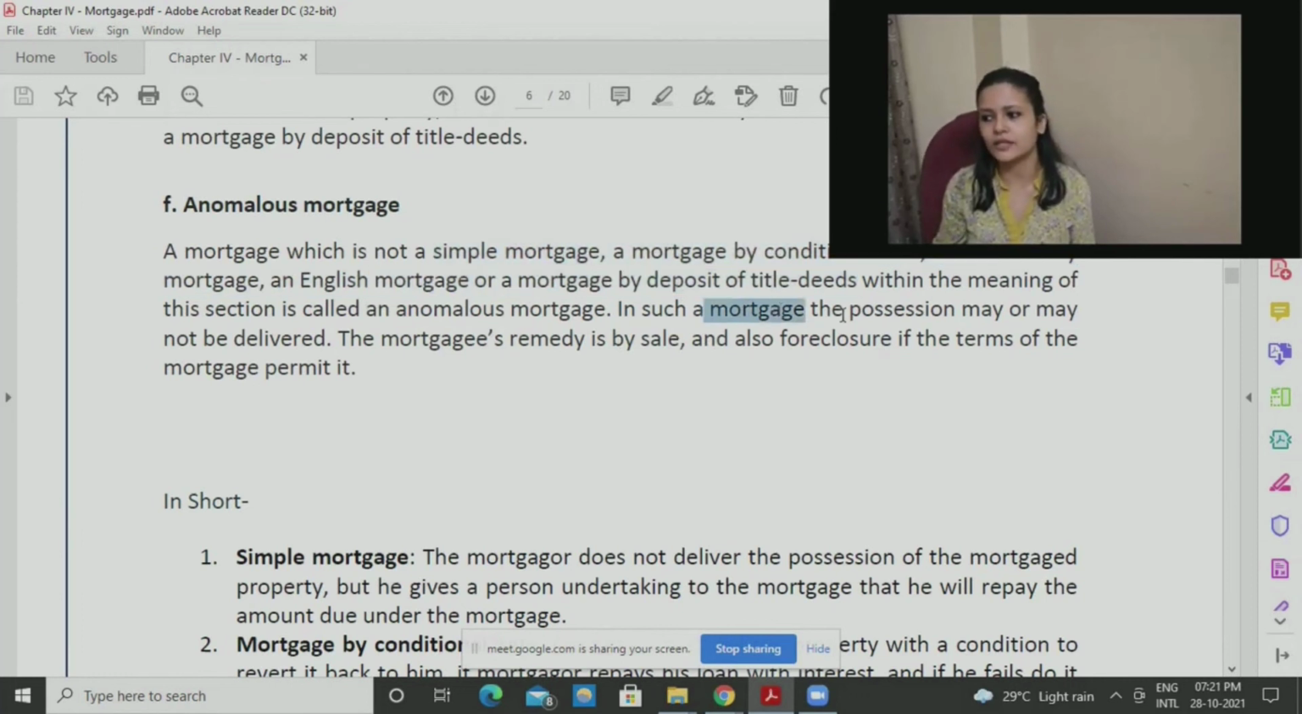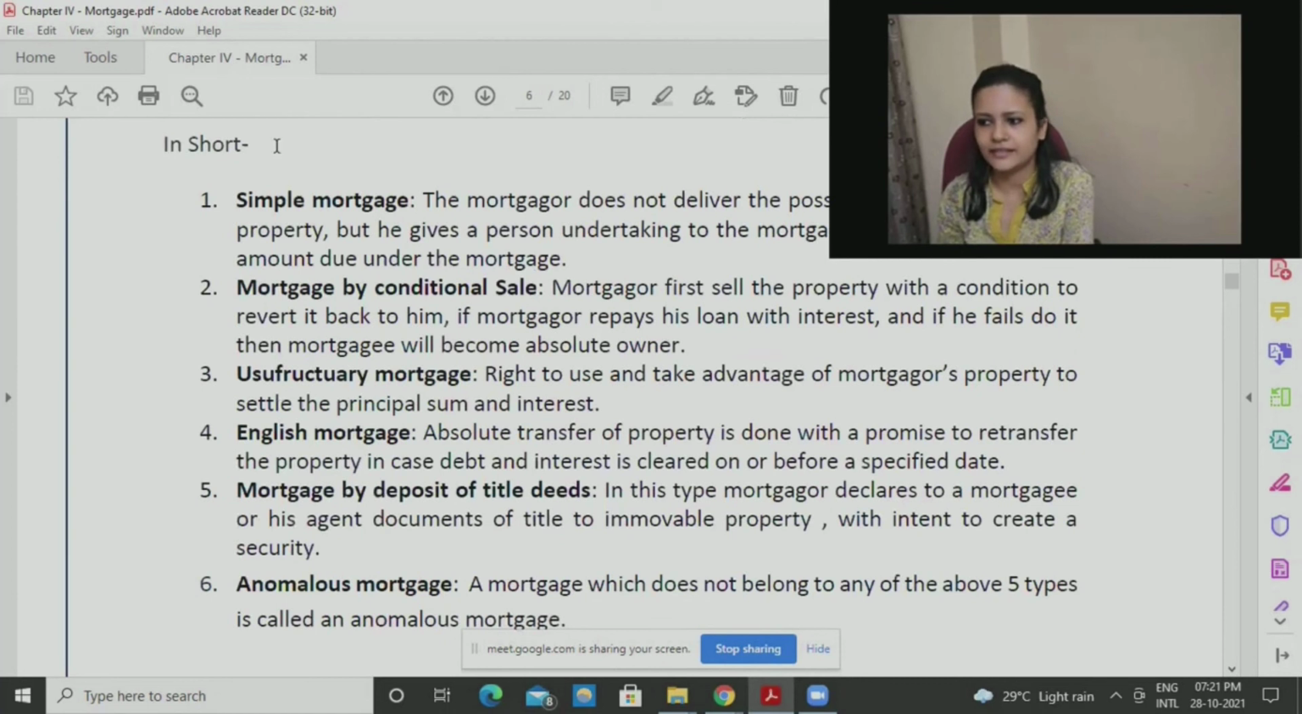In such a mortgage, the possession may or may not be delivered. The mortgagee's right is by sale or also foreclosure. Whatever terms they want, basically they can do it. It's not restricted as such like these other types which we have seen, but parties are also free to make whatever provisions they want. Whatever terms or clauses you want to insert, you can do that. That is the last type which we have, anomalous mortgage.